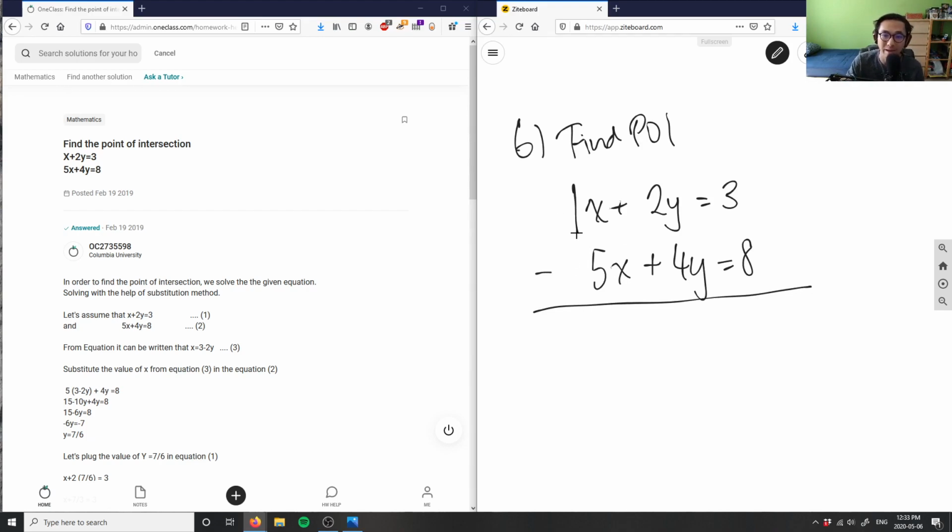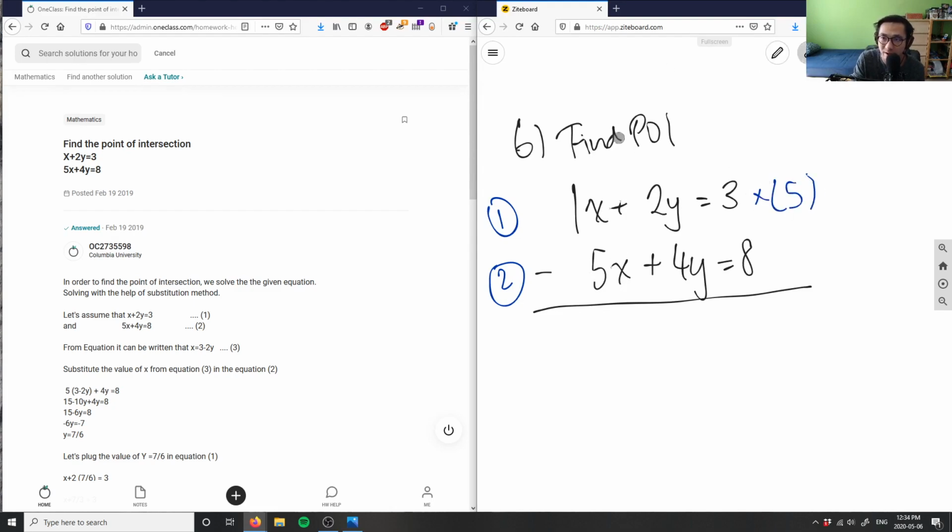If I want to eliminate x, I'm going to have to multiply this entire first equation. Let me label these. This is the first equation, and this here's the second equation. Here's number 1, here's number 2. I'm going to multiply some constant to this first equation to get 5 here. I want 1 to become 5, so I'm going to multiply everything by 5.